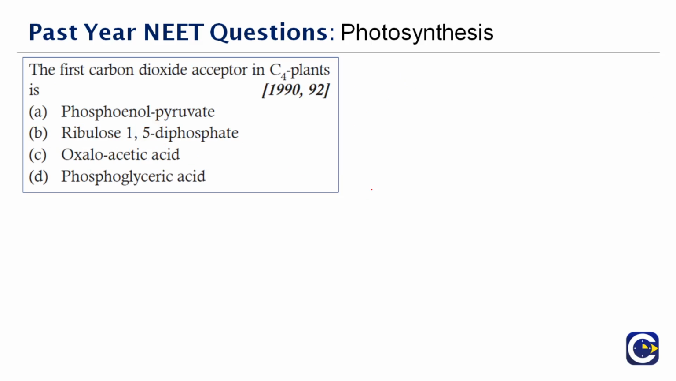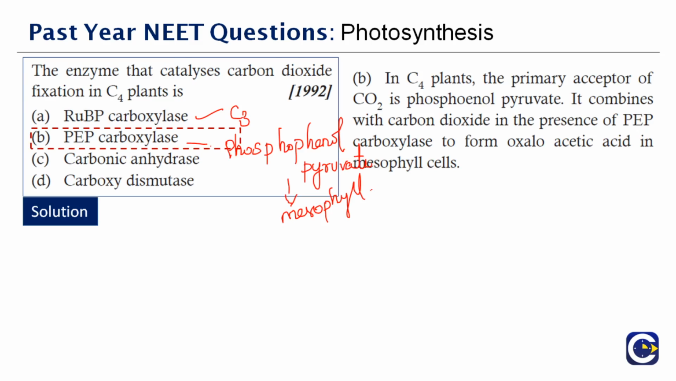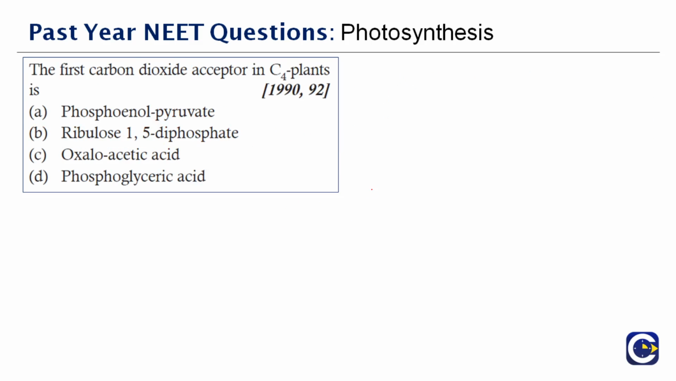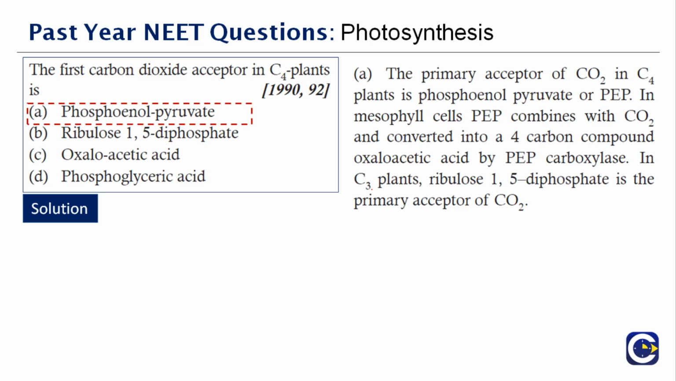Okay, next question here. The first carbon dioxide acceptor in C4 plants. Oh, this is again about C4 plants. So in the last question they spoke about the enzyme, the enzyme which will accept. Here they are asking us the acceptor, and I explained it in the last question itself. It is phosphoenol pyruvate. In C4 plants, the primary acceptor of carbon dioxide is phosphoenol pyruvate. This will combine with carbon dioxide in the presence of PEP carboxylase to form oxaloacetic acid in the mesophyll cells. We saw it in the last question, right? Therefore, this question is also very easy. The answer to this question is option A.